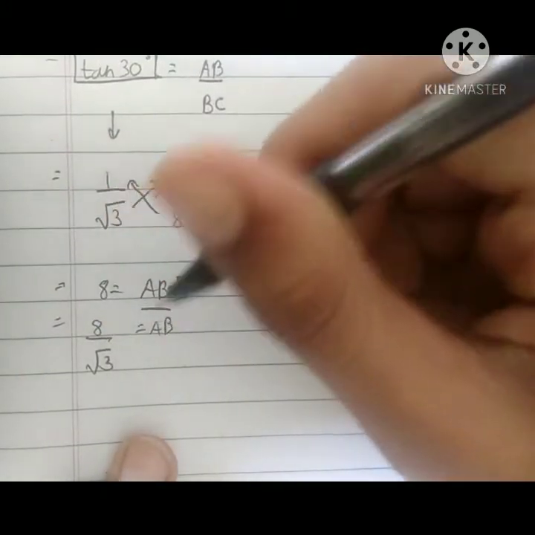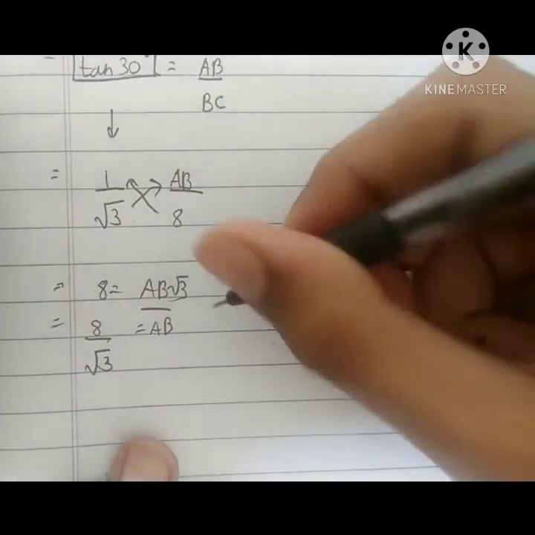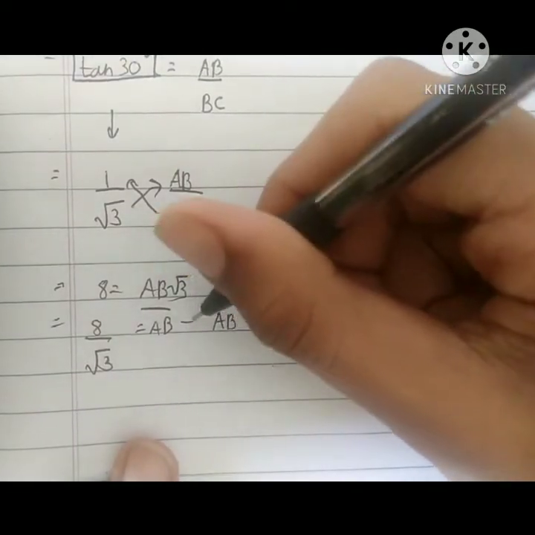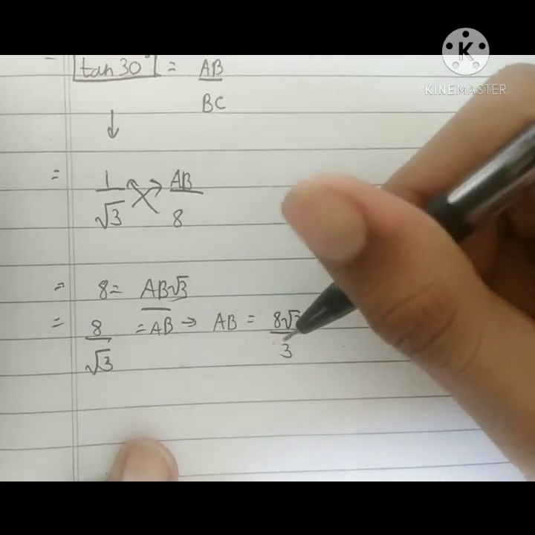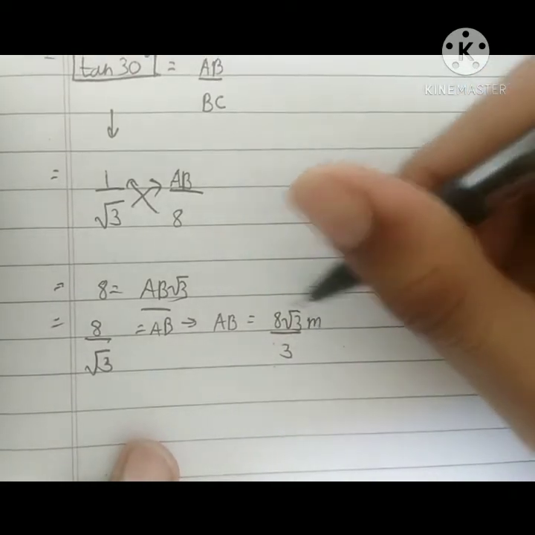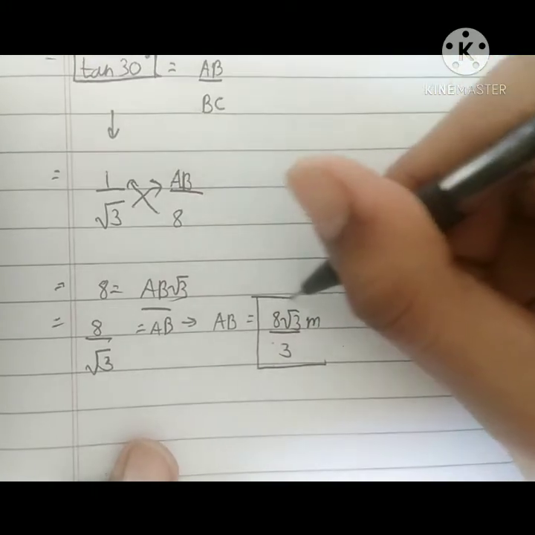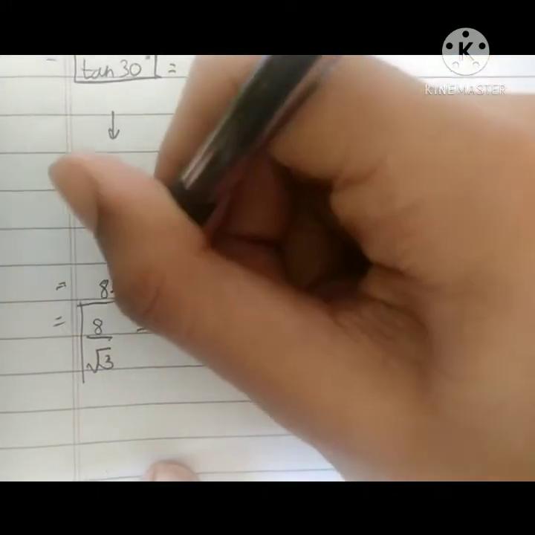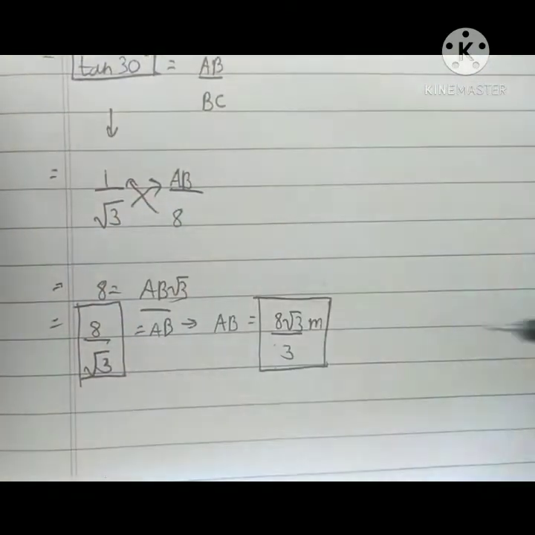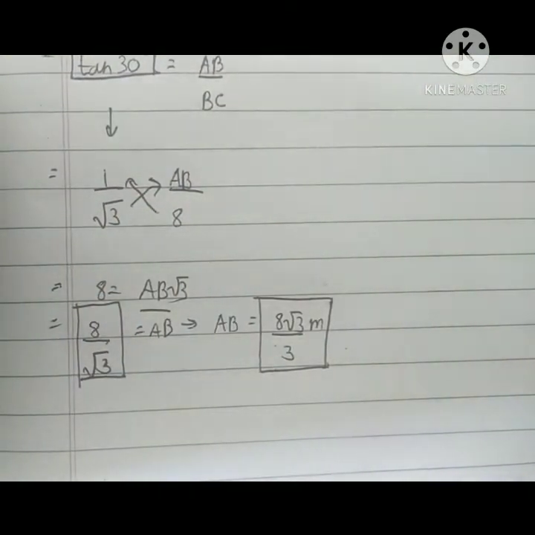Now it's completely up to you. You can rationalize if you want to. After you rationalize, it would be 8 root 3 by 3. Is it meters? It is meters. So here is your answer: 8 root 3 by 3 meters. You can leave it as it is, but I guess this would be more precise. These both are the answers. So the question is done. This is the answer.